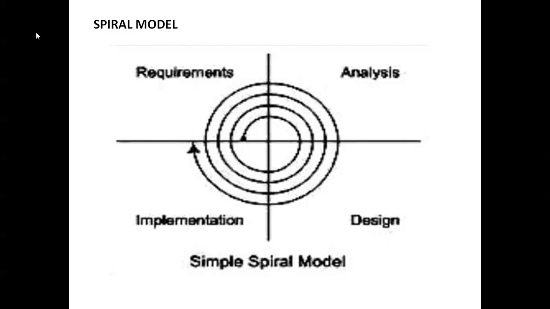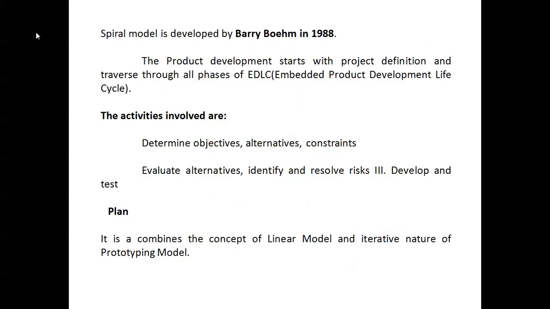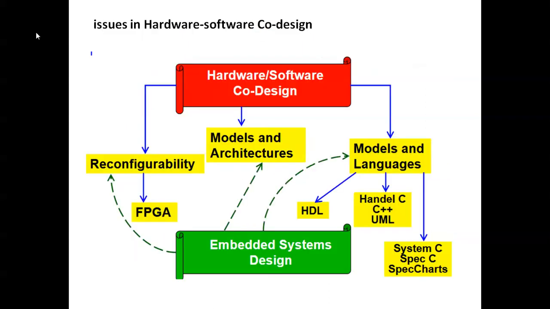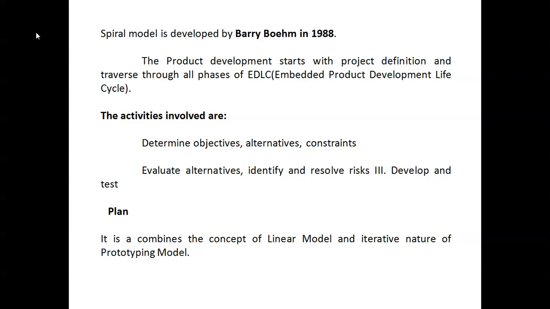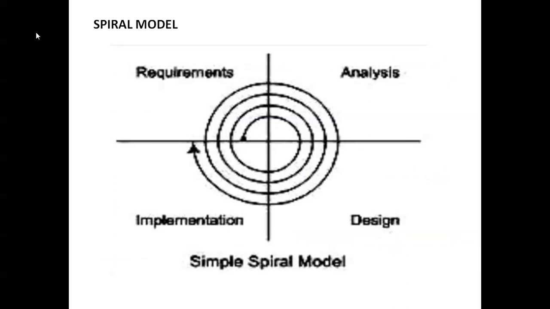Spiral model. It has analysis, design, implementation, requirements. This spiral model was developed by Barry Boehm in 1988. The product development life cycle involves determining objectives, alternatives and constraints, evaluating alternatives, identifying and resolving risks, and then development and testing. This spiral model is a combination of the concept of the linear model and the iterative nature of the prototyping model. So in the spiral model, it is requirement, and then analysis, design, implementation.